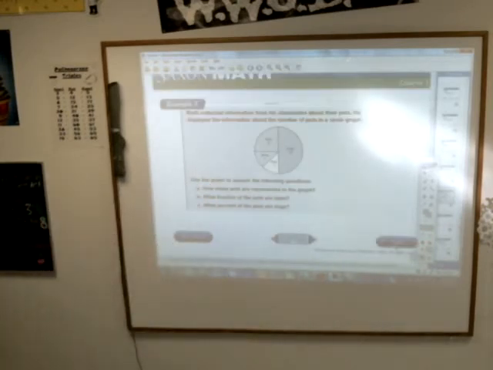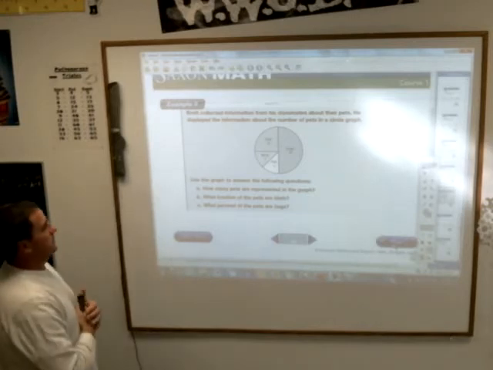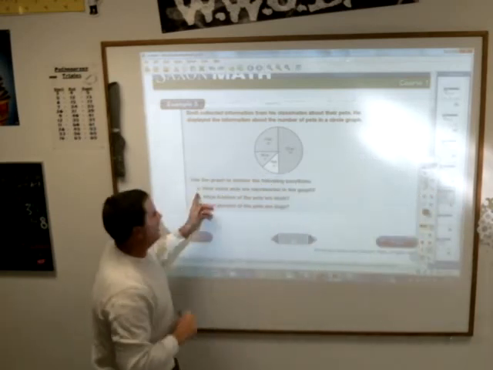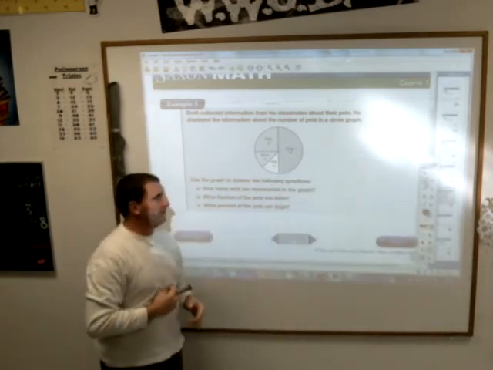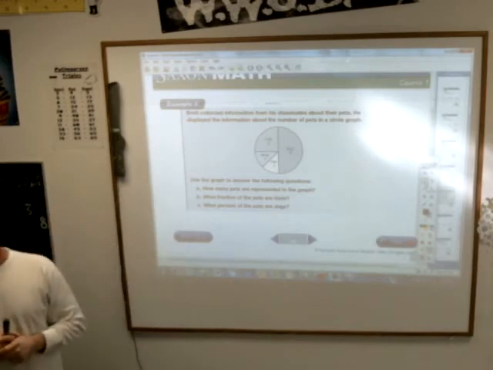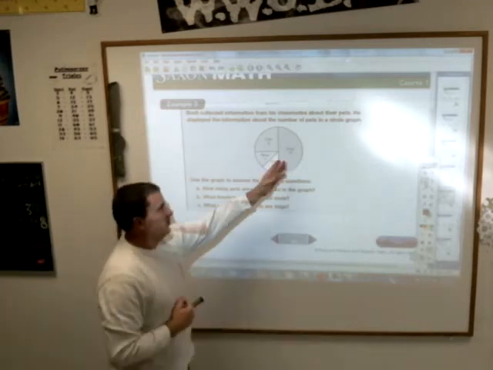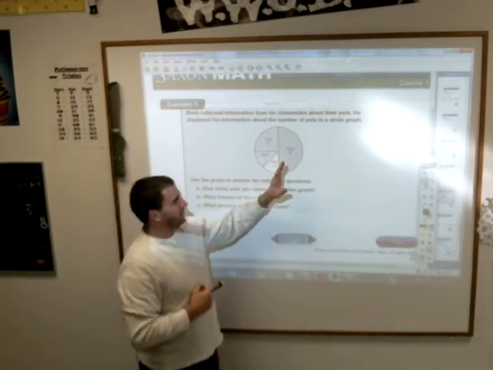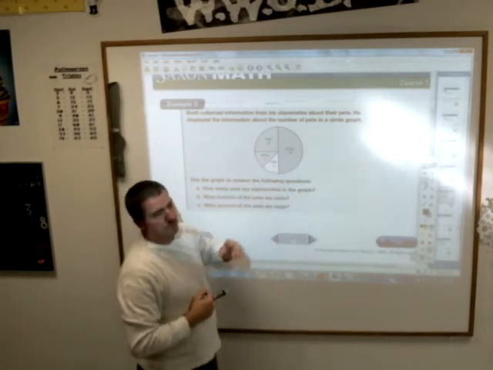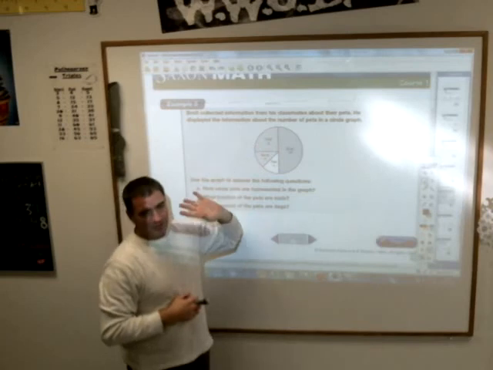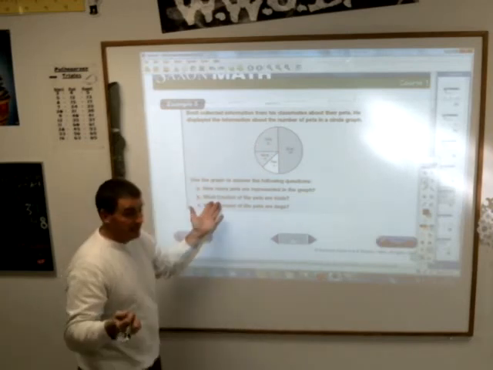It says Brecht collected information from his classmates about their pets. He displayed the information and the number of pets in a circle graph. The first question they ask you is, how many pets are represented in the graph? Now they don't want to know how many different types of pets, they want to know how many total pets there are. So you'd have to add up the 16 plus the 8 plus the 4 plus the 4.